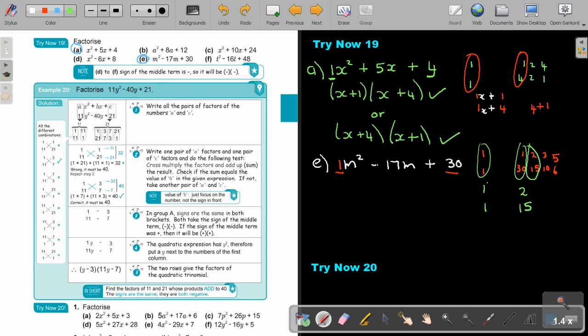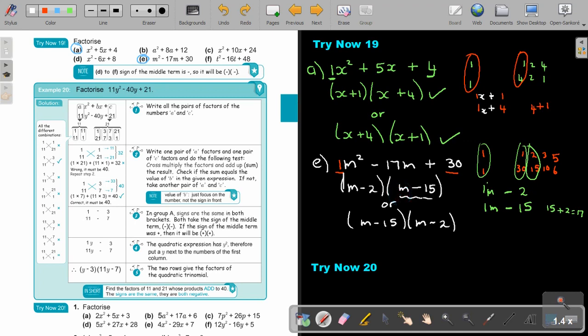Oh, it's correct. Don't forget about the sign. Just focus on the 17. So this is going to be 15 because it's 1 plus that 2, and that's going to give me that 17. And then the signs are the same. In group A, the signs are the same. Both take the sign of the middle term. And what is the middle term? Minus, minus. And this is m squared, m. So what will this be? M, m. And then I'm going to just write down my two brackets. It's m minus 2, m minus 15. And remember, if somebody is writing it like this, you are also correct.